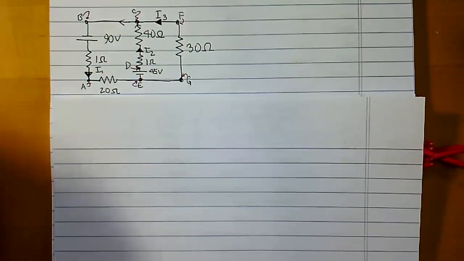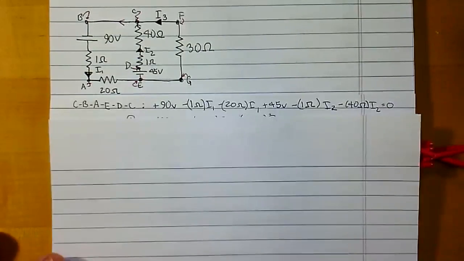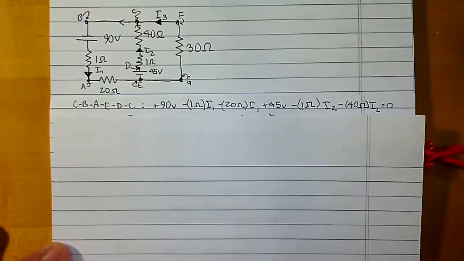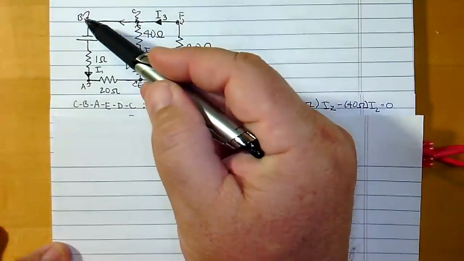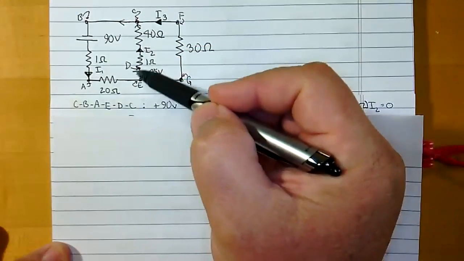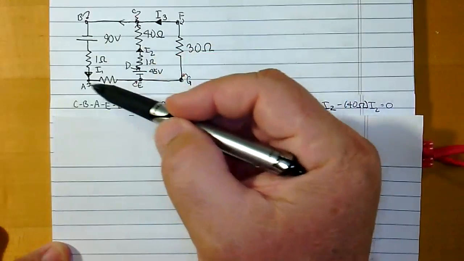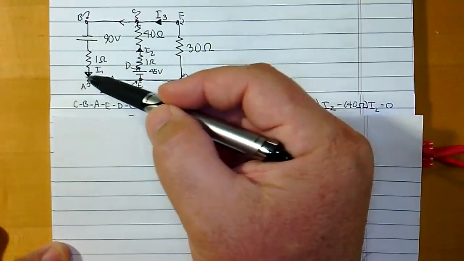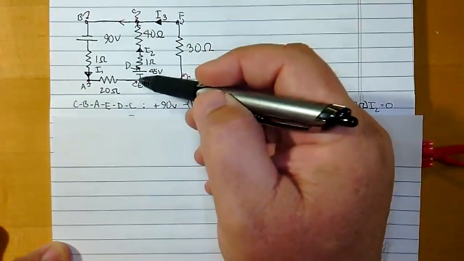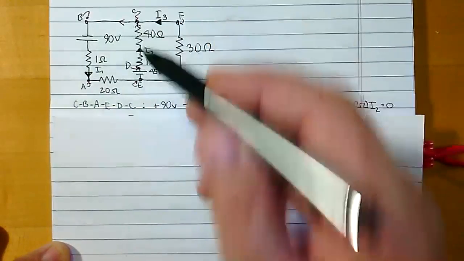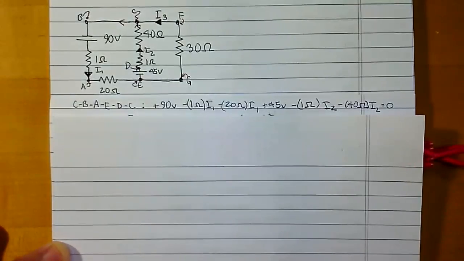So let's check this out. First off, I'm going to consider the loop CBAEDC. So I'm going around that loop that way. Notice that this node happens to be the current I1, in the same direction. And then through this node, it's also the same direction as I2. So resistances will actually be voltage drops.